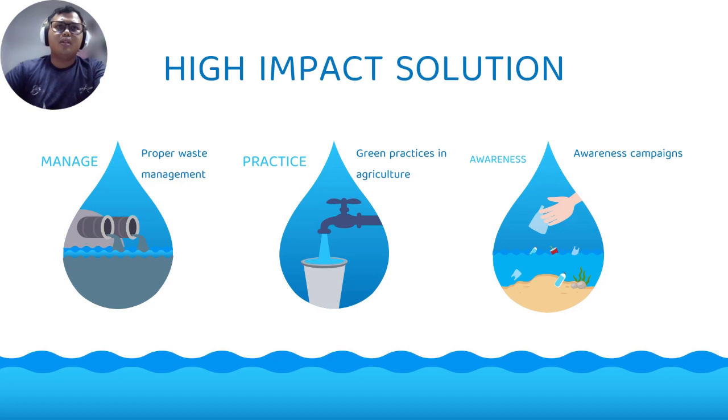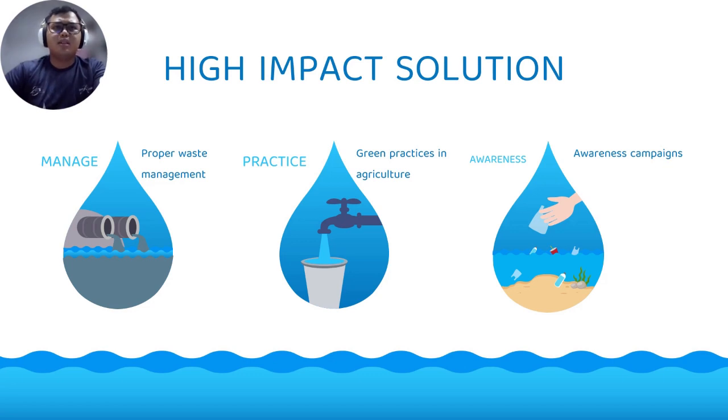The first solution is proper waste management. Industry and households should dispose of waste properly, and treatment plants should be established to treat wastewater before discharge. This can significantly reduce the amount of untreated waste that is discharged into the water bodies.